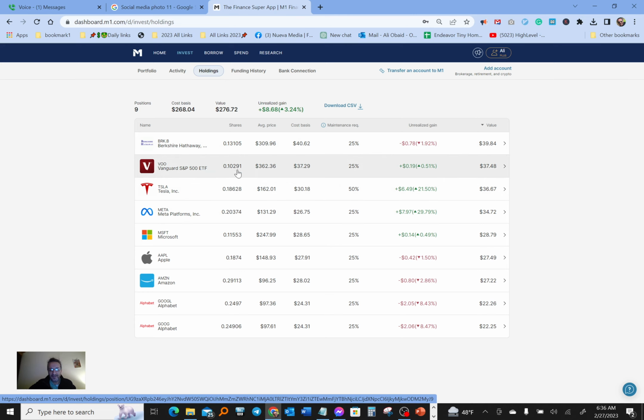The ETF, you have to have $362 here to have a share. To have a full share with Berkshire, you need $309. With Tesla, you have to have $162 and so on and so forth. Right now, we are getting closer to owning a complete share. But my point here is the reason the dividends is so low is because I have a fractional share, not a full share of Apple. And that's the only dividend paying stock that I have in my portfolio.